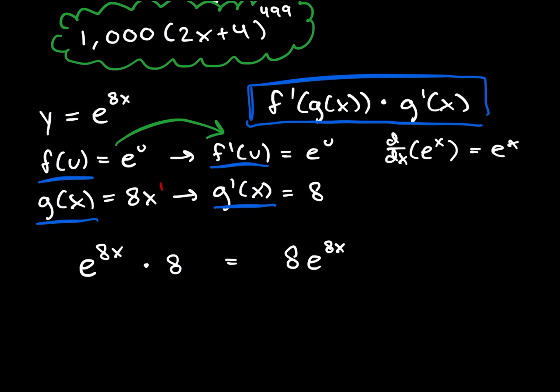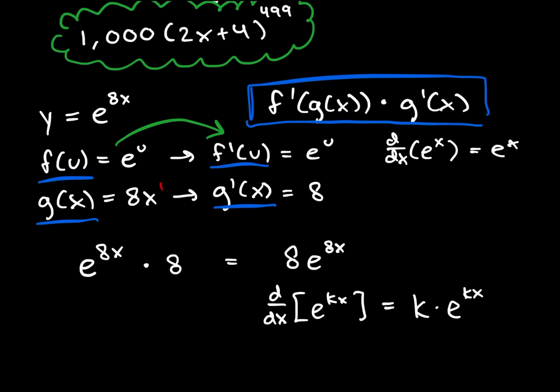Now, some of you, as I mentioned before, might notice this looks awfully similar to our little rule that d over dx of e to the kx is equal to k times e to the kx. And this is actually where that rule comes from, and what makes this rule possible is the chain rule.